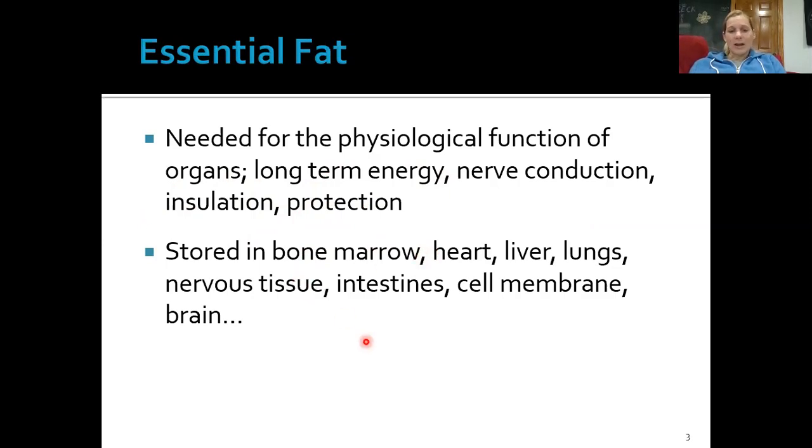Where is this essential fat stored? Stored in bone marrow, heart, liver, lungs, nervous tissue, intestines, cell membrane, and the brain. So again, lots of places within the body we will find some of this essential fat.